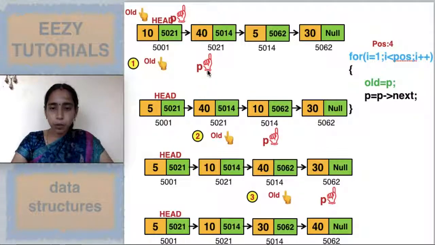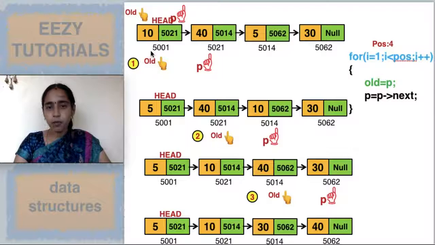So that p will be moving to the next node. Old will be the previous iteration's p value, so old is equal to p. If you are writing these two lines, this will happen one time. You want this to happen again and again till you reach the appropriate position. For that reason, you have to use a loop.